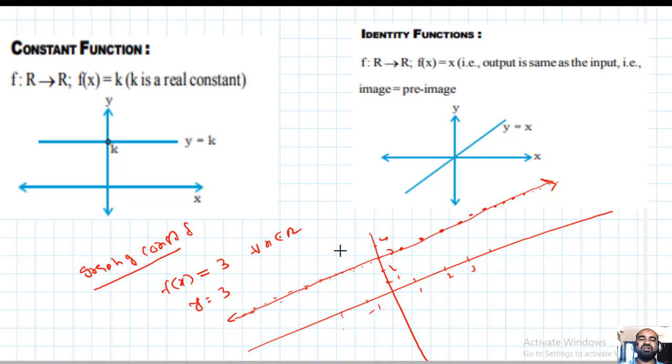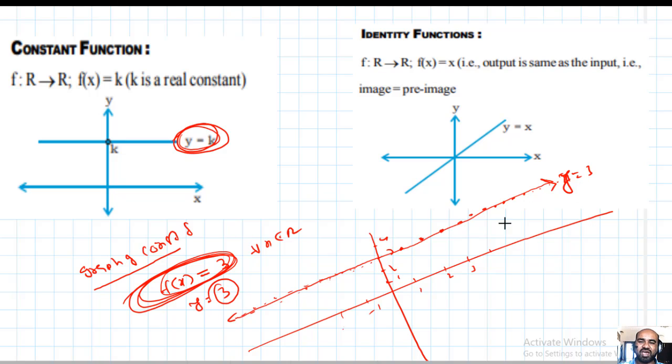This straight line is the graph of f of x equals 3. What is the meaning of this? The graph of a constant function is a straight line which is parallel to the x-axis. According to my diagram here, y equals k. What is this? Actually the x equals 3 line? No, sorry, the y equals 3 line. Always y is 3 only, x is varying. y equals 3.